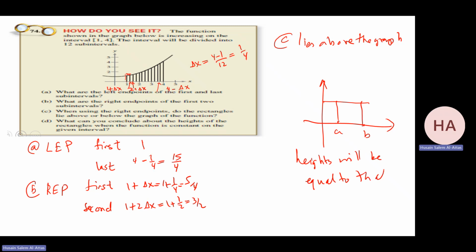Either it is to the right or to the left, it will be the same value since it's a constant function. Assume this is k, y equals k, a constant function. y equals a value, 10, 20, who cares? The height will be equal to that constant.